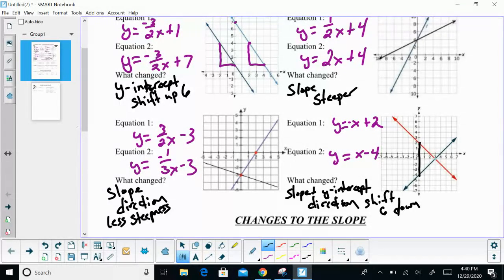So that's what this lesson is all about. The last lesson, we compared one equation to the parent function. This lesson, we're going to just compare two equations to each other.